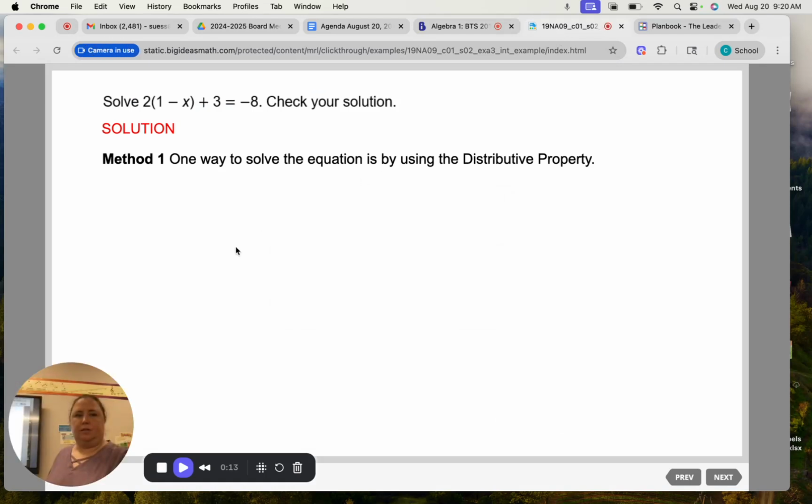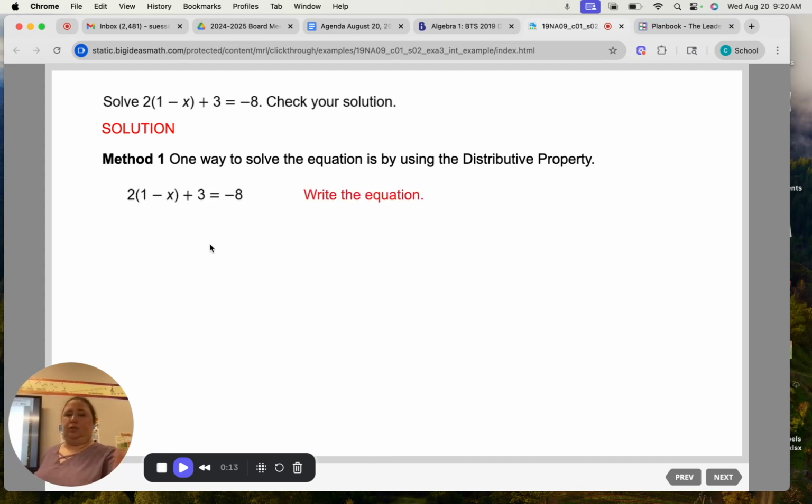All right, so you have 2(1 - x) + 3 = -8. There are 2 ways to solve this problem. It's going to show you the distributive property first, which is my favorite way. This is the way I would recommend, but we'll show you the second way. You don't have to write both of these methods in your journal. You need to write one of them, so pick.